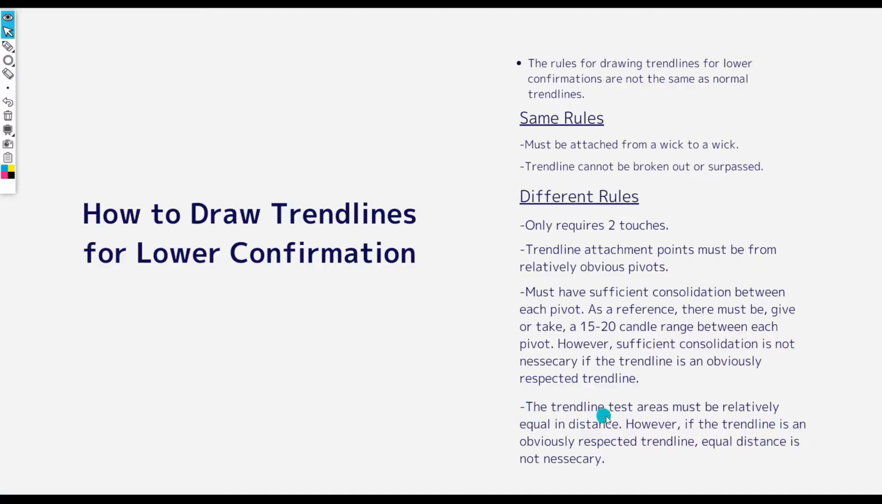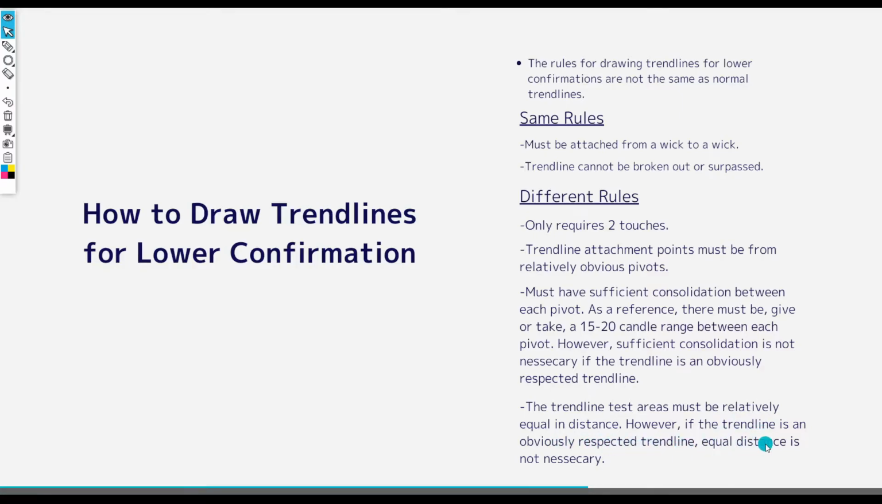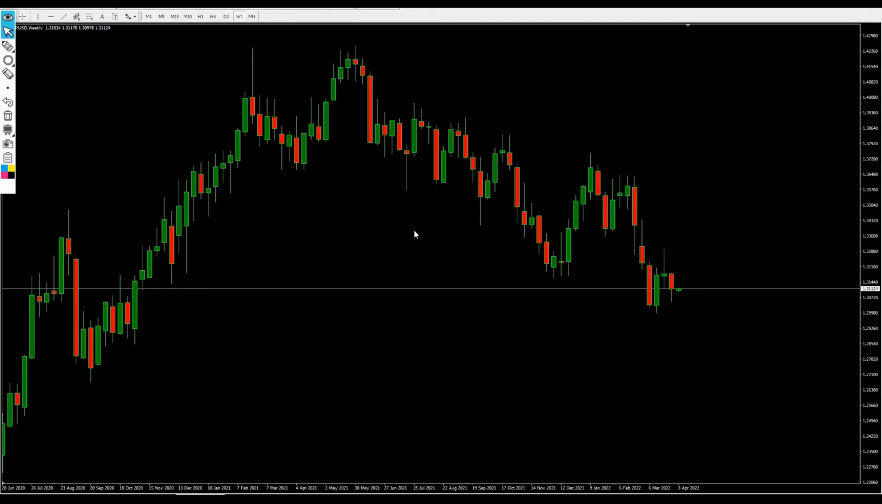Okay, so the trend line test areas must be relatively equal in distance. However, again, if the trend line is an obviously respected trend line, equal distance is not necessary. Okay, so let's say we have this trend line from this wick of a candle to this wick of a candle. Now the distance between these two pivots is from this point to this point right here. Now the next time that price touches this trend line, either for a rejection or even a breakout and break back in, we want a relatively equal distance from this third test point to this second test point, which is this distance right here, as the previous distance from this pivot to this pivot.